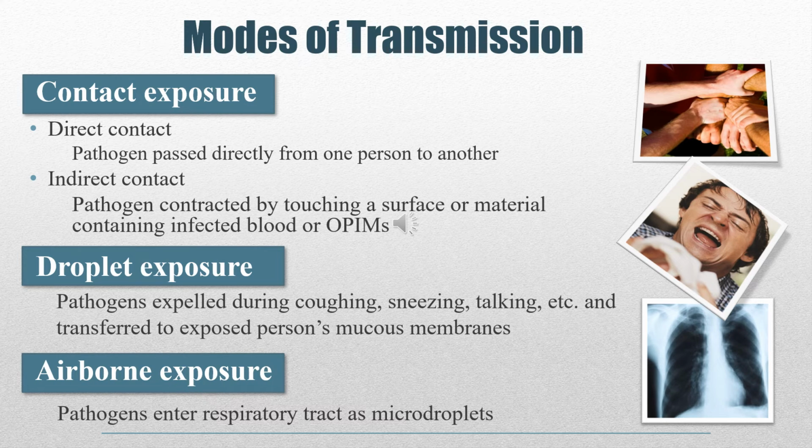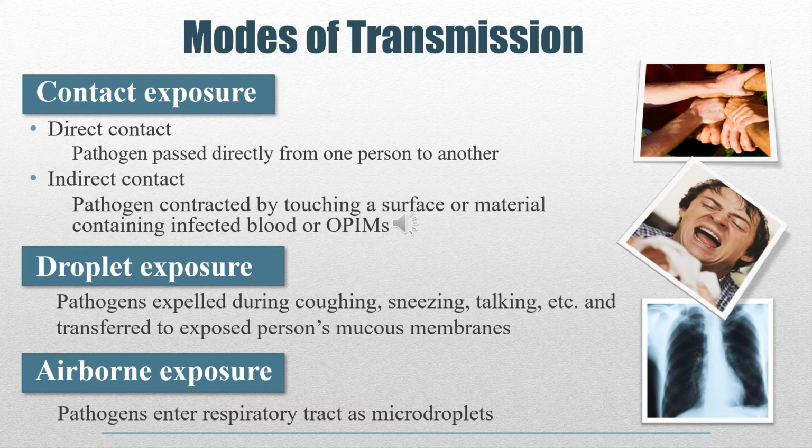Modes of transmission. The five main methods of transmission of bloodborne pathogens are contact, droplet, air, food, and vector. The first three are the most common and most likely what you're exposed to in a workplace. Contact exposure is the most common mode of exposure. Direct contact exposure occurs when the pathogen is passed directly from one person to another. Indirect contact exposure occurs when the pathogen is contracted by touching a surface or material where infected blood or other potentially infectious material was left.